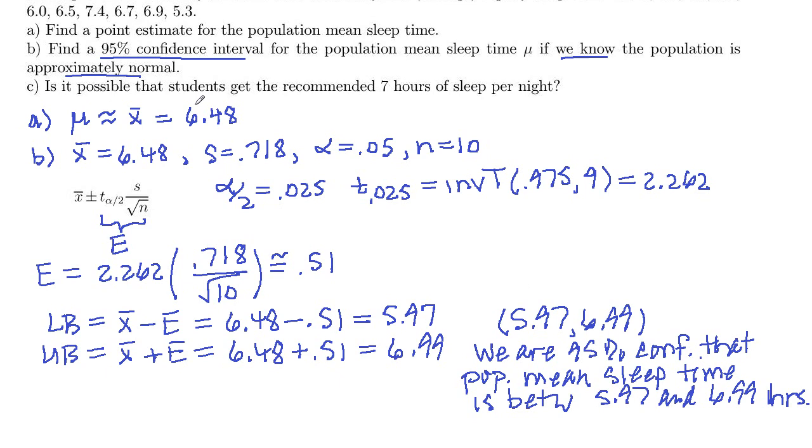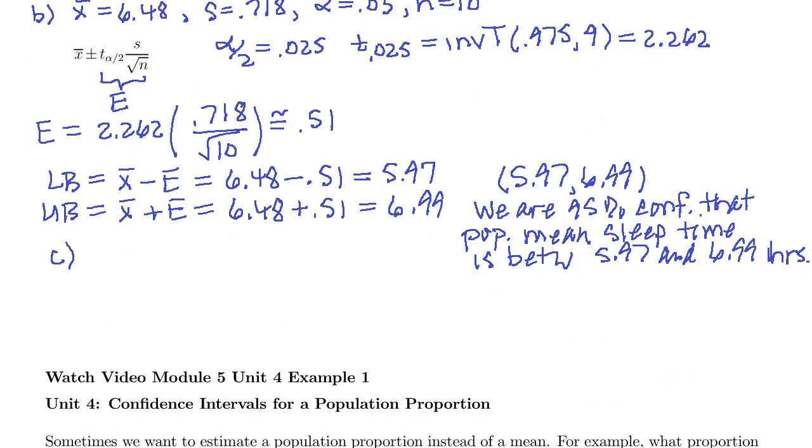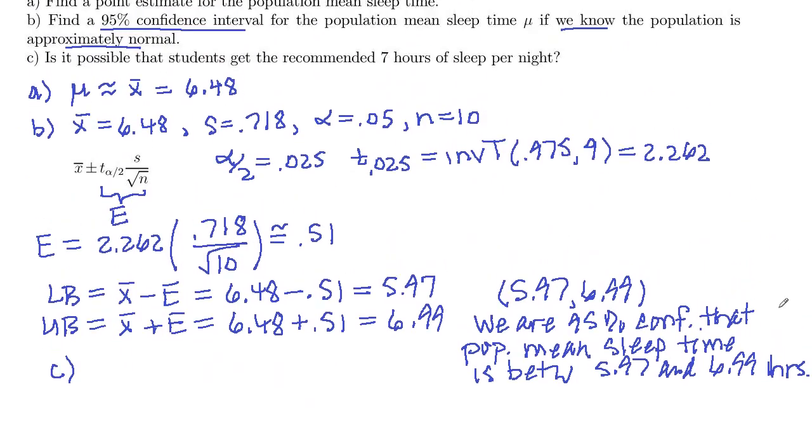So part C, is it possible that the students get the recommended 7 hours of sleep per night? Well, anything's possible, but it's not likely. Here's a picture of what's going on. This is your sleep time, and 7 hours is right here. And then the confidence interval, that goes from 5.97 to 6.99.